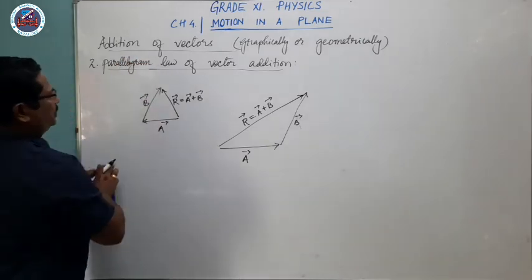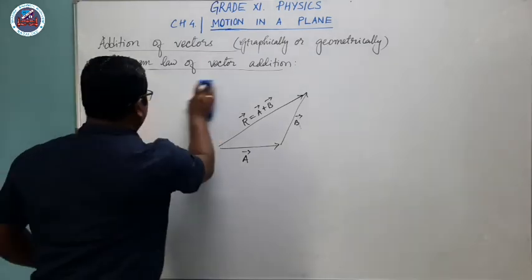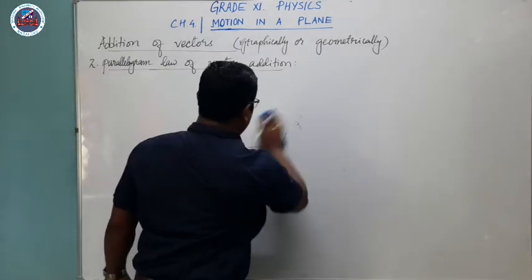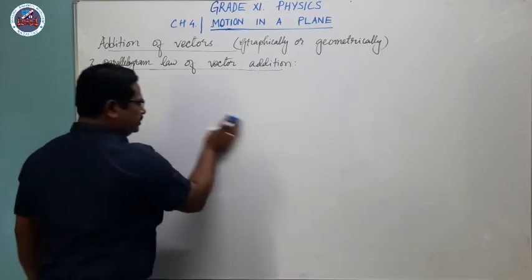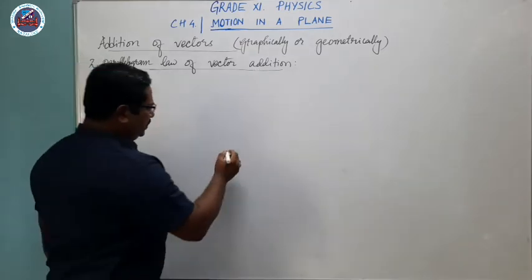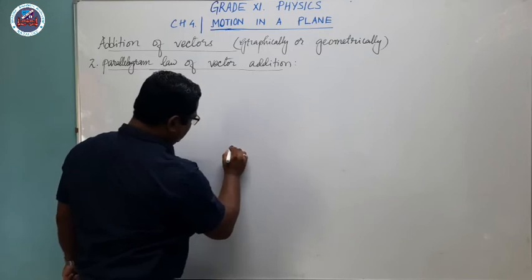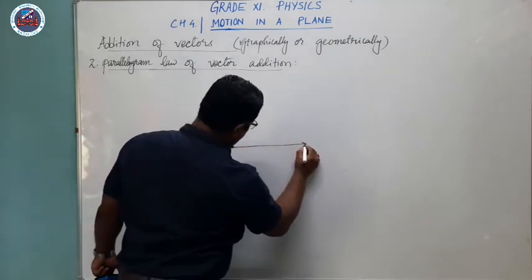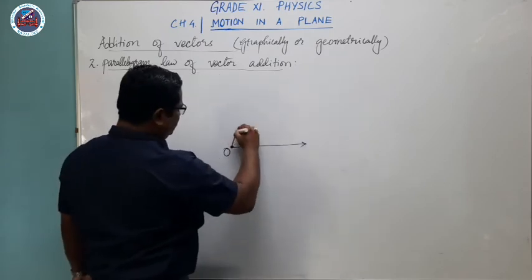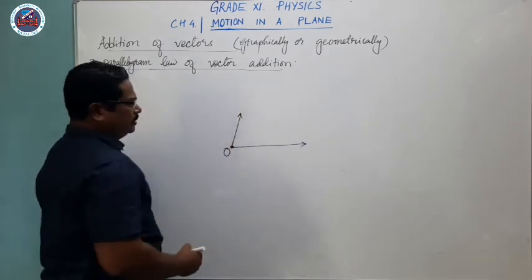Parallelogram law of vector addition. In parallelogram law of vector addition, we take coinitial vectors. Suppose two vectors are starting from the same point that represents the adjacent sides of a parallelogram, like this.